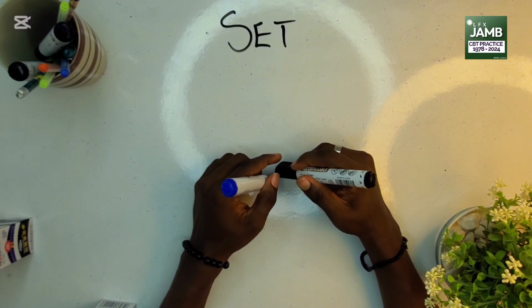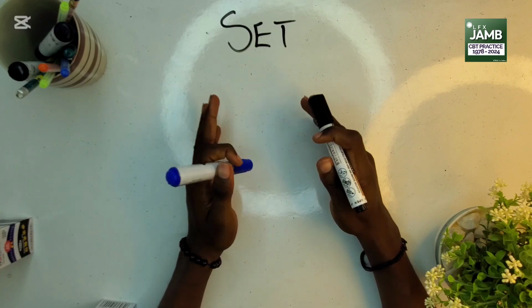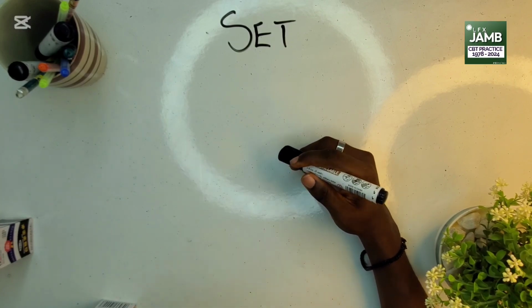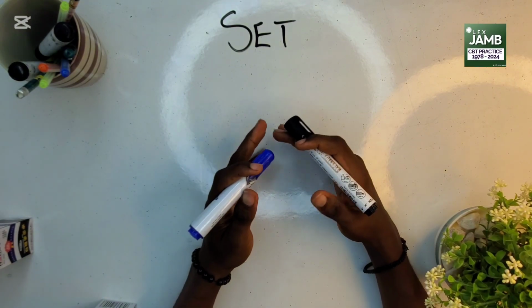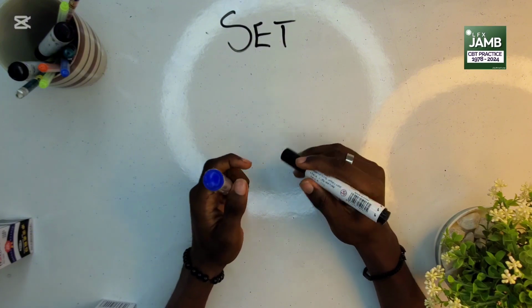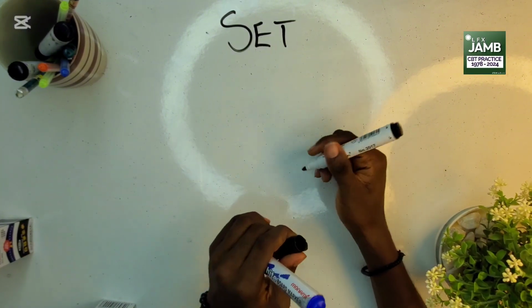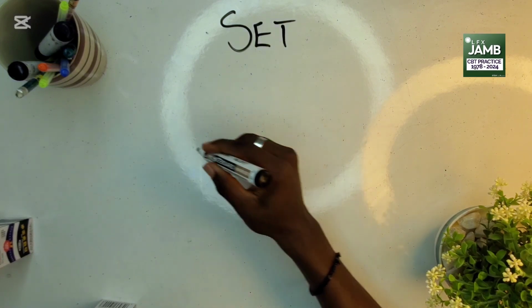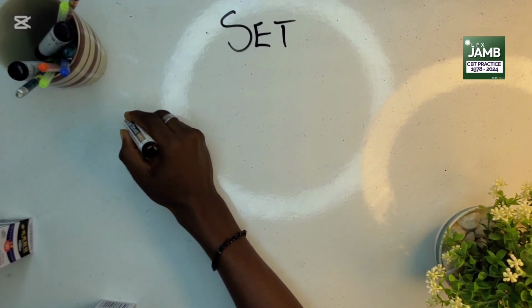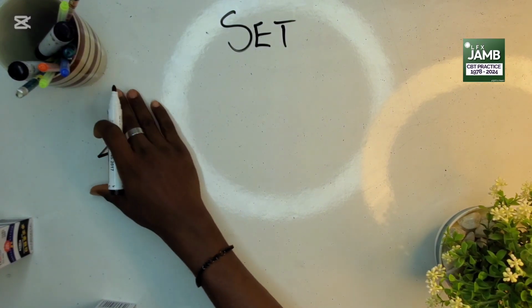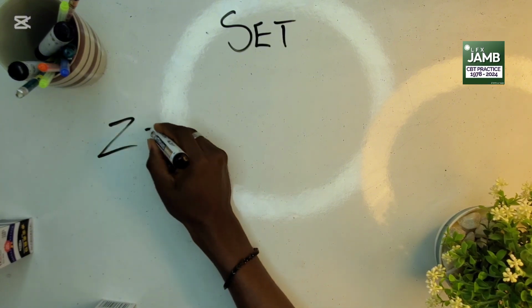My name is Master Japheth, and today we're treating sets. Well, what are sets? A set is a group of well-defined objects or numbers. For instance, let's say a set of integers. Integers are whole numbers. So a set of integers, let's say Z. Define the set as Z.